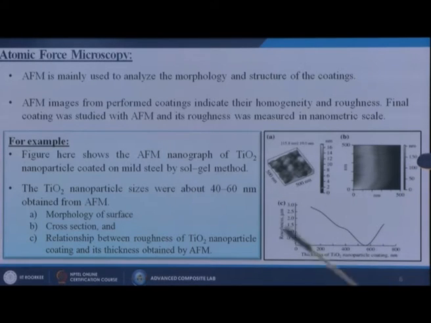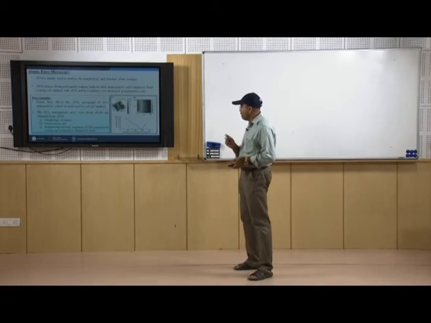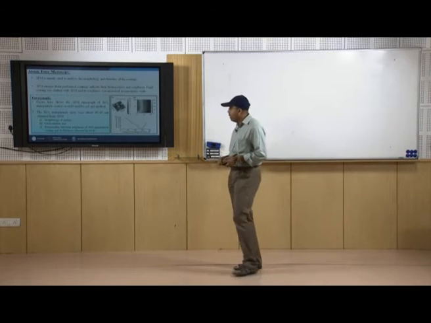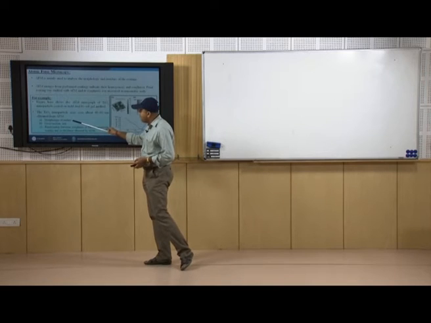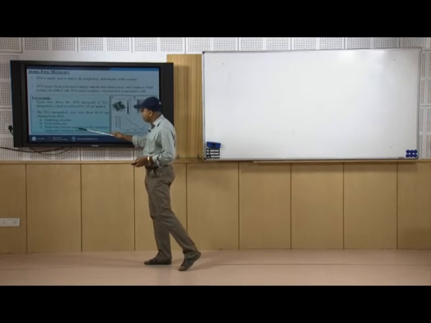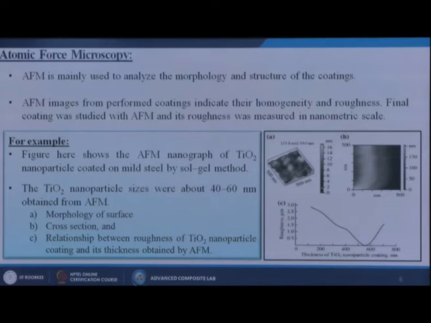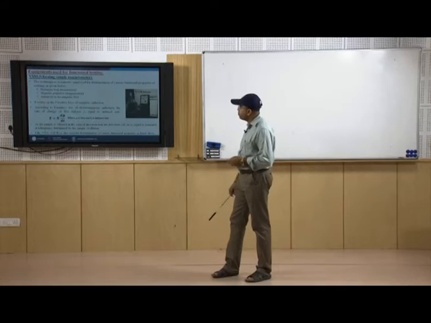So in the AFM we can also measure the diameter of the nanoparticles. By getting all the diameters, we can get the average diameter of these nanoparticles that we are going to use for our coating purposes. Here it can give you the morphology of the surface, cross sections, and the relationship between the roughness of the TiO2 nanoparticle coating and its thickness, obtained by the AFM. So all these kinds of properties we can get from the AFM study.